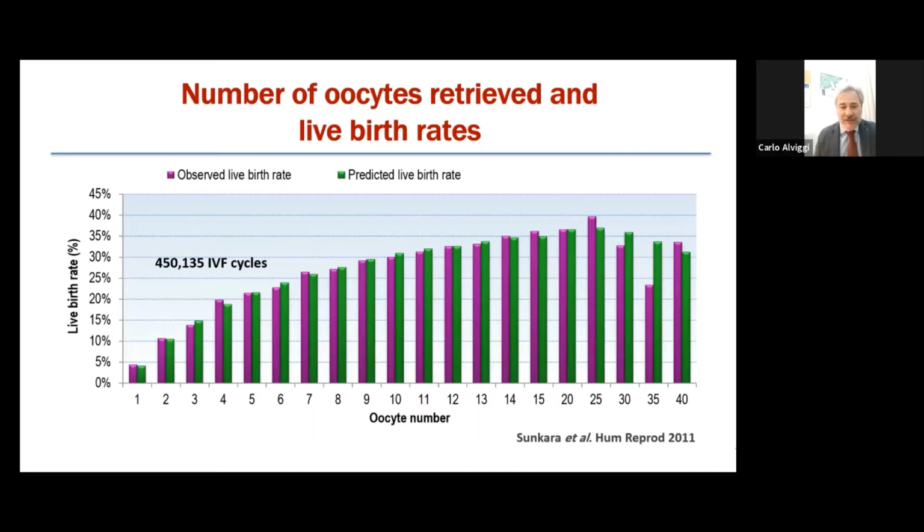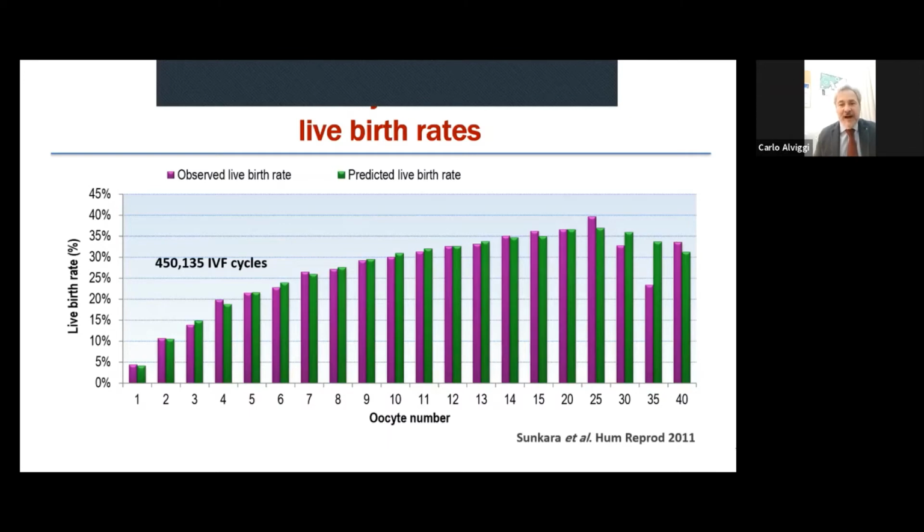And what Sesh-Sunkara demonstrated is that the more is the number of eggs, of oocytes, the more is the chance to have a pregnancy in IVF. This is up to 15. In fresh cycles, if you overcome 15 at any given age, you will have stable results. You will only increase probably some risk, some discomforts and complication. But this is only in fresh cycle.